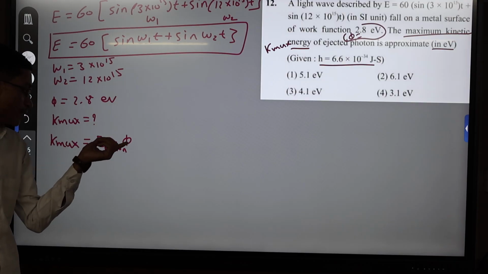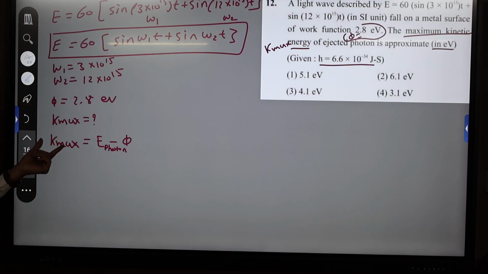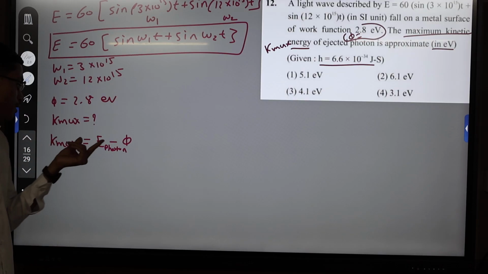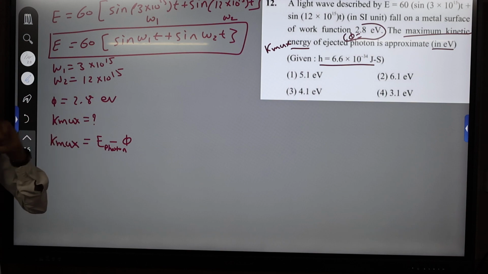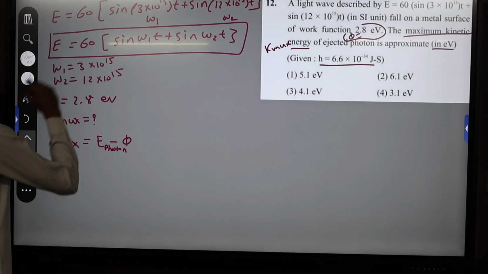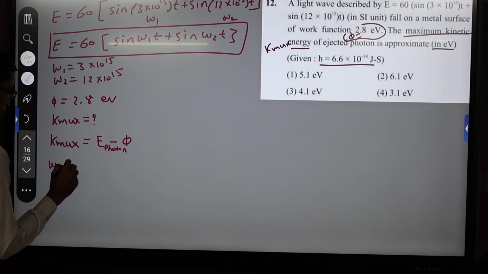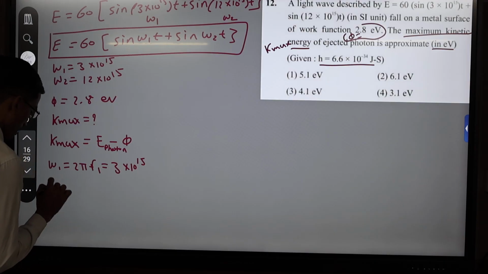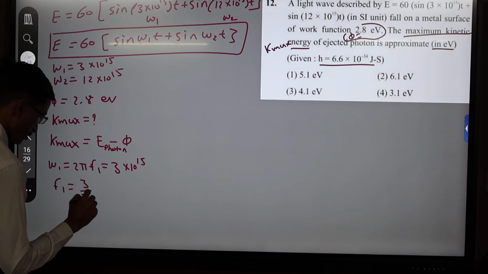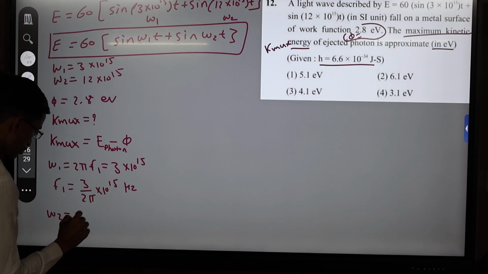So first of all, here we have the work function, so we have to find the energy of the photon first. And in the question we have to find Kmax. So for Kmax we have to take the maximum energy of the photon. Here we have two omegas, which means two frequencies of the photon. Let us say omega 1 is equal to 2 pi f1, which is 3 into 10 raised to 15. So f1 will become 3 by 2 pi into 10 raised to 15 hertz, as well as omega 2 is equal to 2 pi f2.